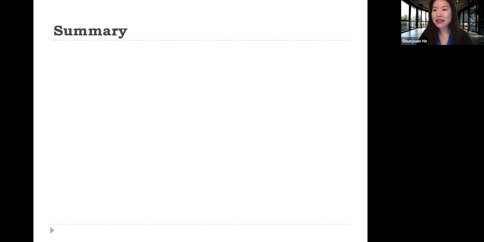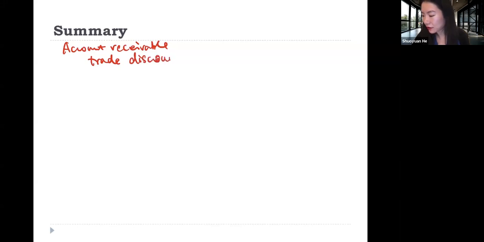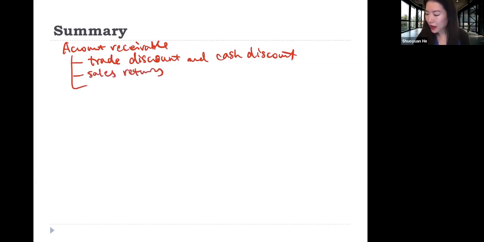So we have talked about different situations of account receivable and how to account for those. Now let's do a brief summary. We have account receivable. And we have talked about the situation of how to account for trade discount and cash discount. How to account for sales return and how to account for uncollectibles.